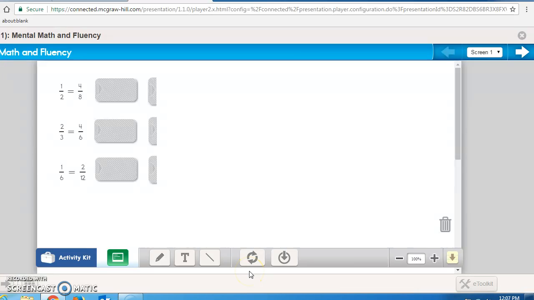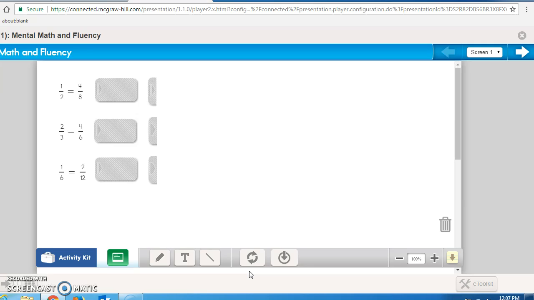Lesson 5-7, Subtracting Fractions. In this lesson, you're going to learn to solve a fraction number story. You're going to share strategies for solving that number story. And we're going to start off first by doing our mental math and fluency.